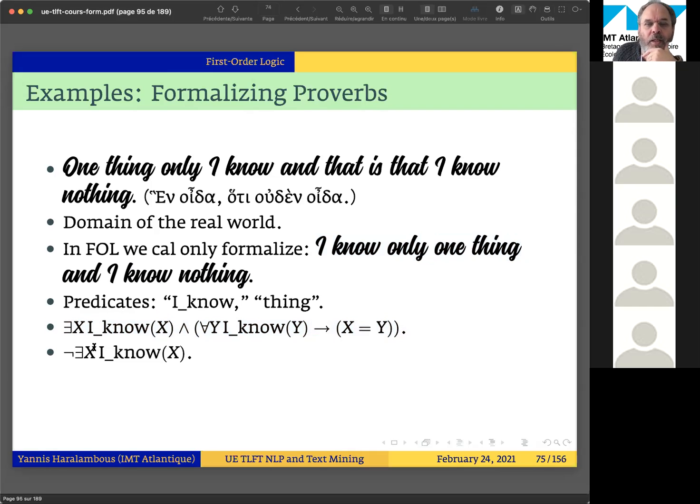The second sentence says, I know nothing. There exists nothing I know. If you look at these two sentences, you will see a contradiction because you have a predicate and the negation of this predicate. If you have both together, you get a contradiction. So this formula is false in all interpretations. It's called a contradiction.